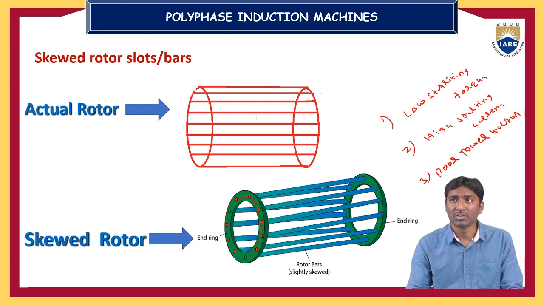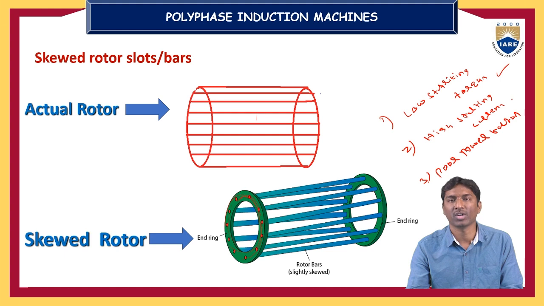We discussed it now. Due to the low starting torque, the squirrel cage rotor has a low rotor resistance. That's why it has the low starting torque. Next is high starting current. Why am I getting the high starting current? This is a drawback for the squirrel cage rotor.